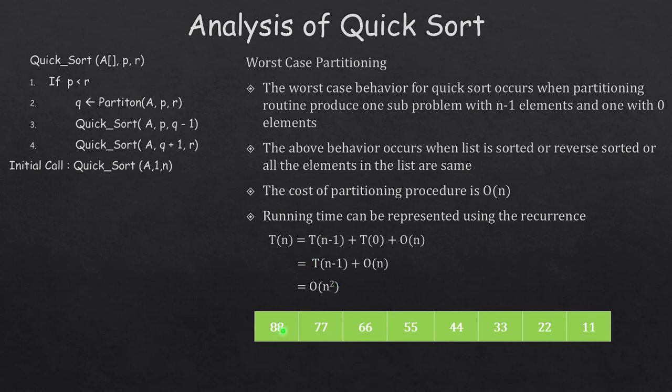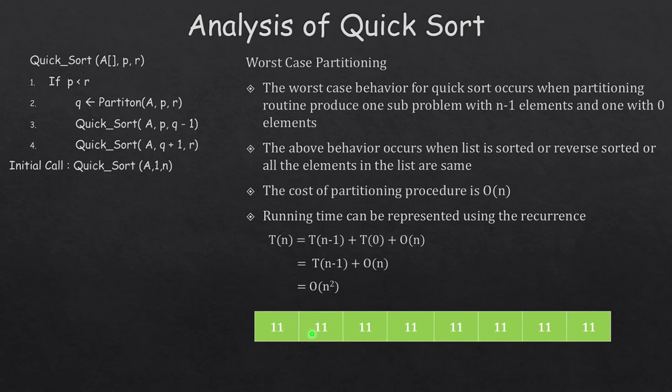Similarly, what happens when the list is reverse sorted? 11 will be chosen as pivot. After applying the partition procedure, 11 will go to the first cell. So here we don't have any elements in the left piece and we have n minus 1 elements in the right piece. There also we have the same recurrence relation and the complexity will be O of n square.